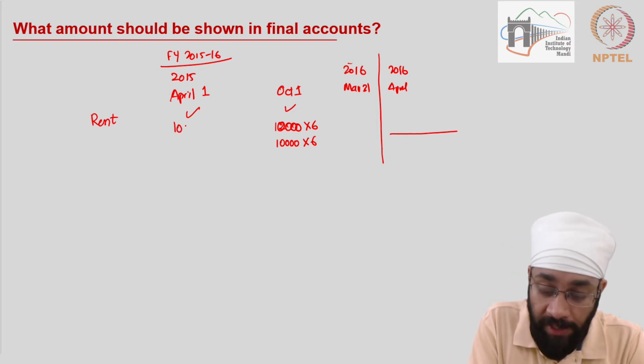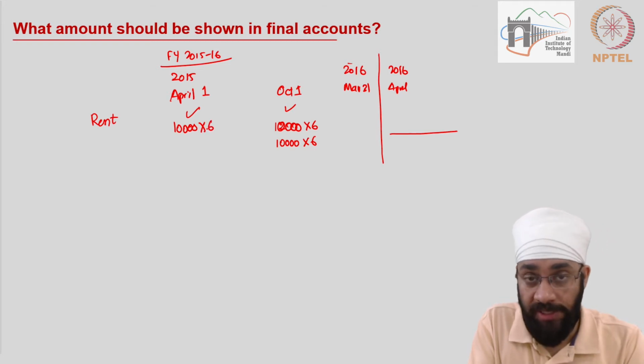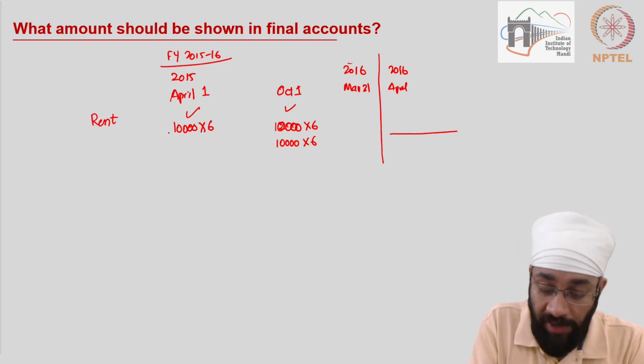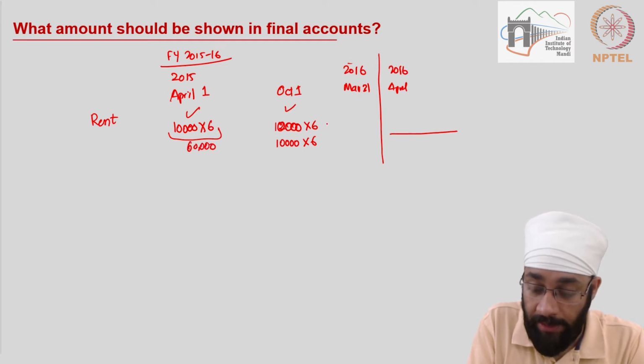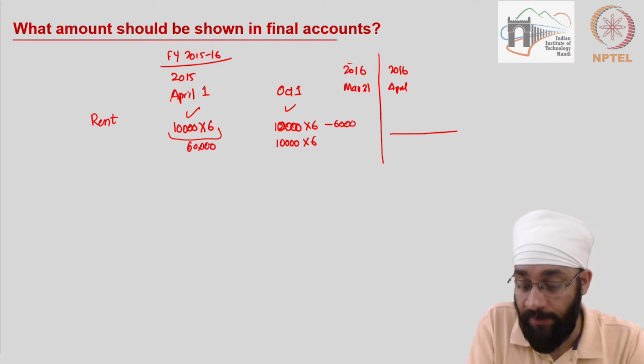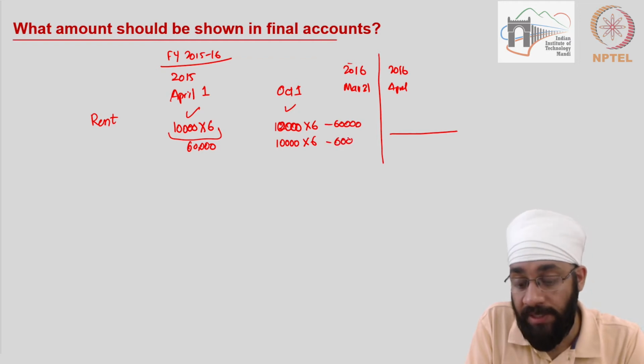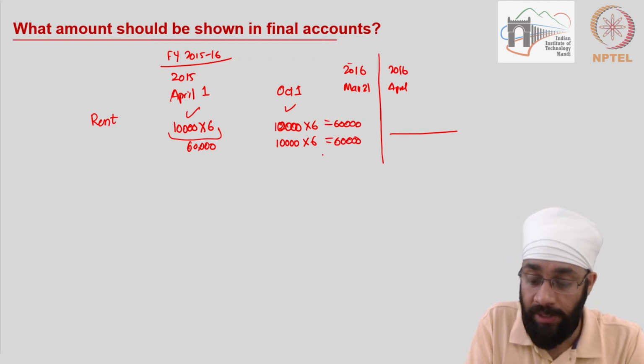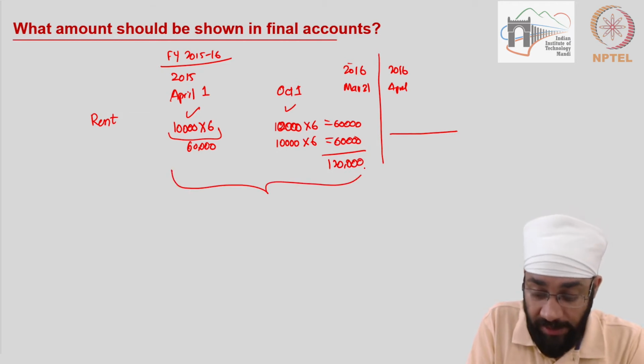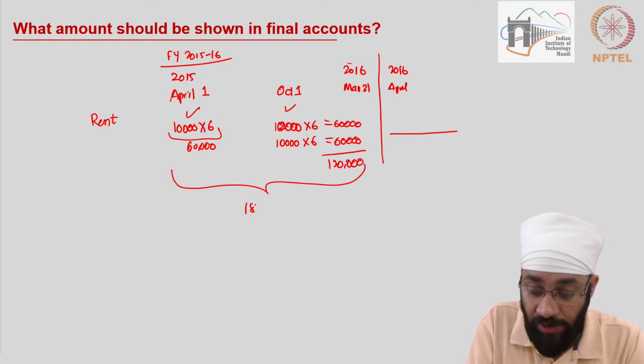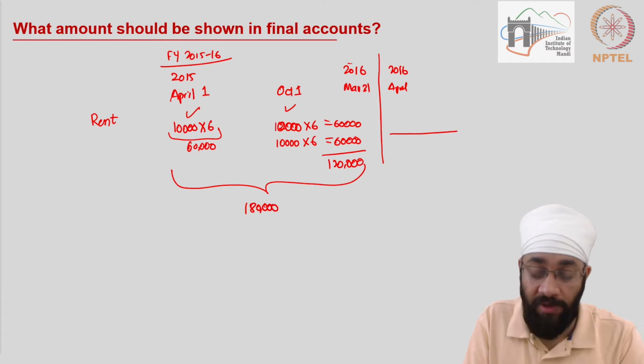You, of course, paid here 10,000 into 6 months. So that is also done. So you have already paid 60,000 here, and here you paid 60,000 for this year, plus you paid 60,000 for the next year. So total 120,000. So in this financial year, you have actually paid 180,000.